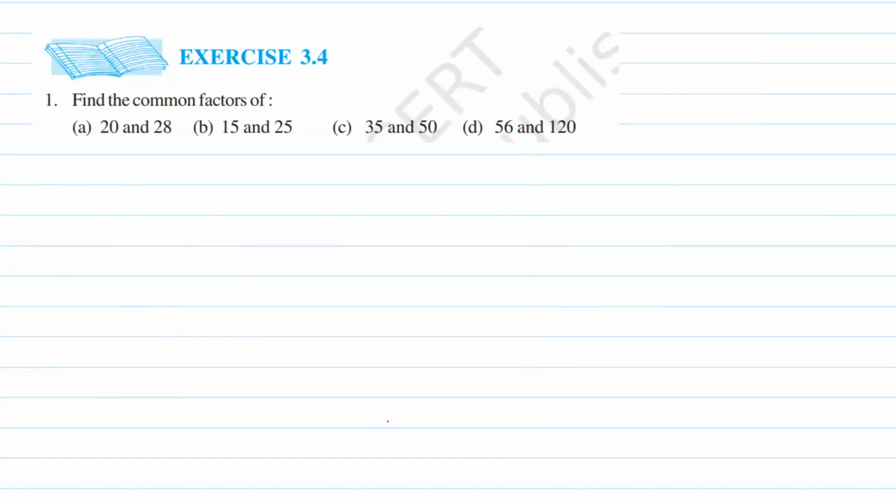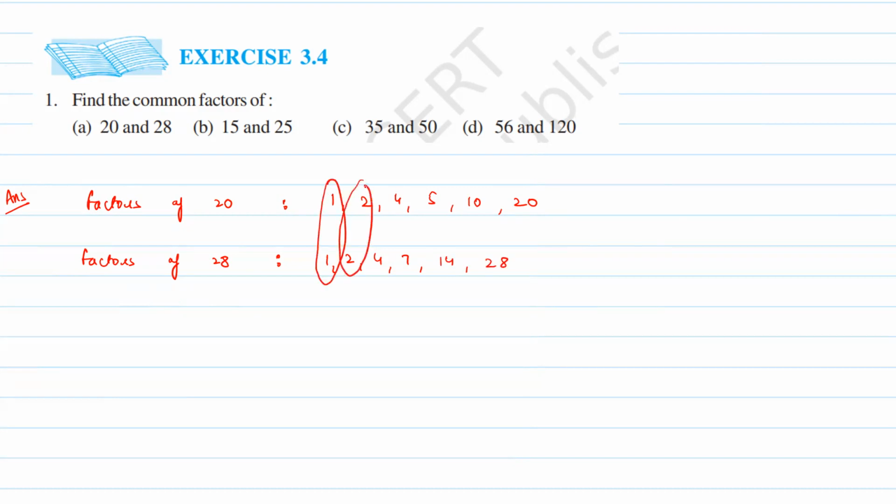Coming to exercise 3.4. Answer 1. Find the common factors. For the common factors, we will first write the factors of 20, which are 1, 2, 4, 5, 10, and 20. Factors of 28 will be 1, 2, 4, 7, 14, and 28. So the common factors are 1, 2, 4. That's it. Common factors 1, 2, and 4. This is for A part.